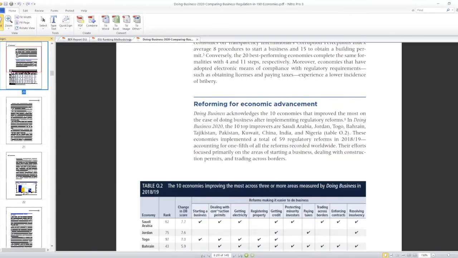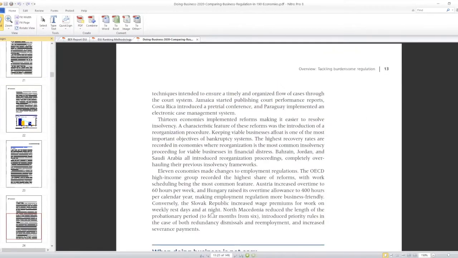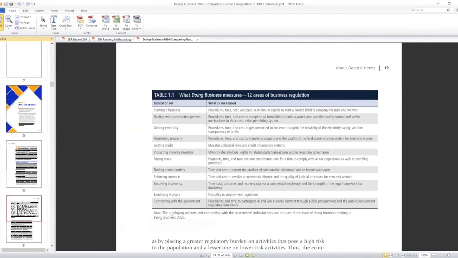Is it this one? I can't seem to find the page that has the countries listed for the rankings. Okay, so this is the criteria.